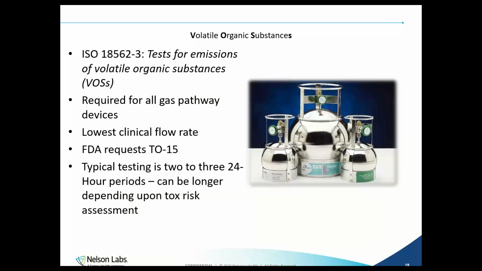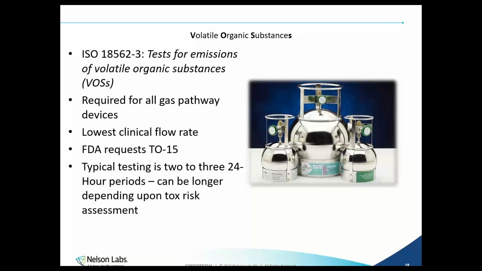Moving on to the volatile organic substances, ISO 18562-3, this is the test required for all gas pathway devices. Here, the devices are tested in a similar fashion as particulates. Clean, dry air or nitrogen may be pushed through. If the air is tested just through the device, it only tests the interior of the device. Devices can also be sampled with air going through and around, which tests both the interior and exterior of the device. The flow rate for this testing differs from particulate testing.